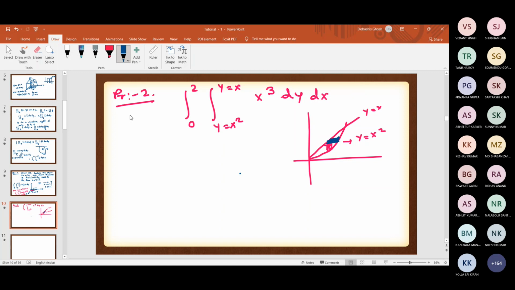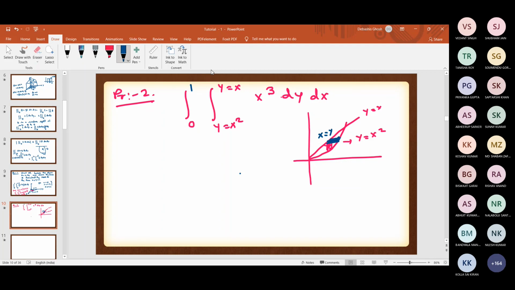Okay. So if you make changes here, you have y equals x, so that remains x equals y. Sir, the outer limit should be 0 to 1. That's right, otherwise it will become negative. 0 to 1.